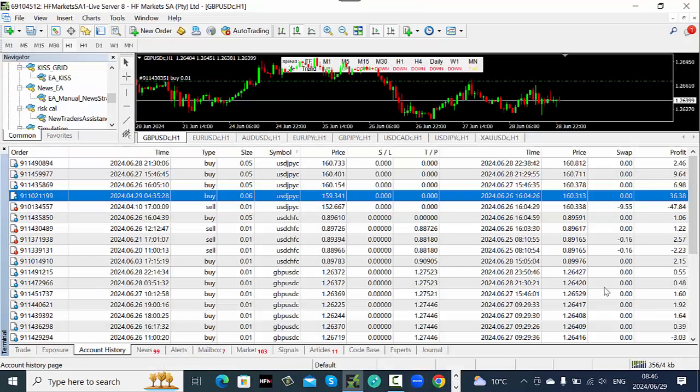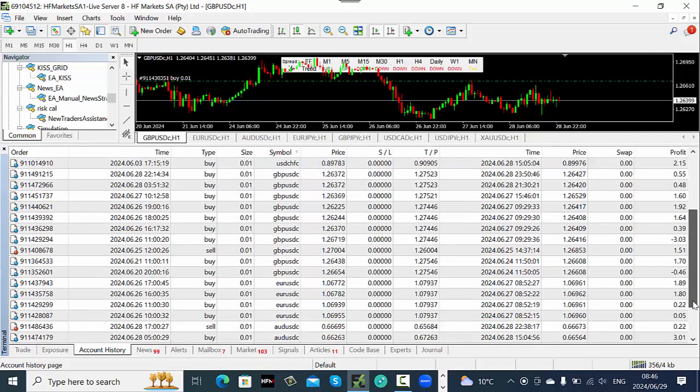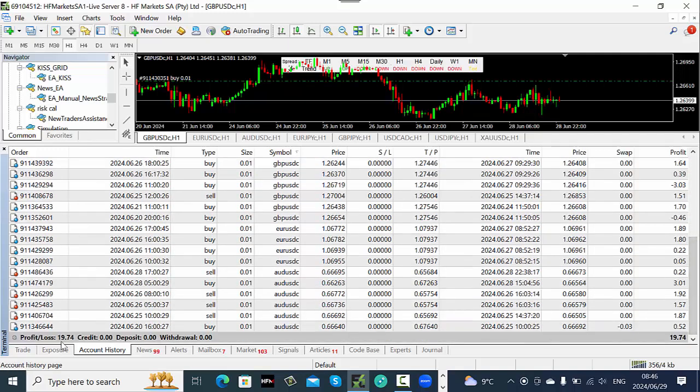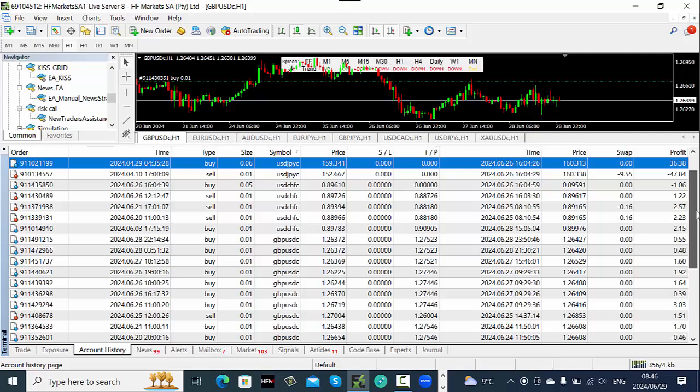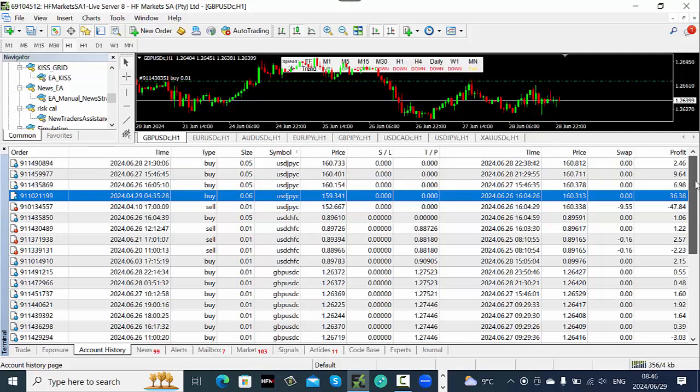So having said that, this week we did $19.74 in this account. This account is a training account, but I don't train my students, I don't train my followers with a demo account. This account is a live account. If you look on top, you see HF Market, South Africa, live server 8. That is what I'm using. So it's not a demo account. And HFM is a regulated broker in South Africa.